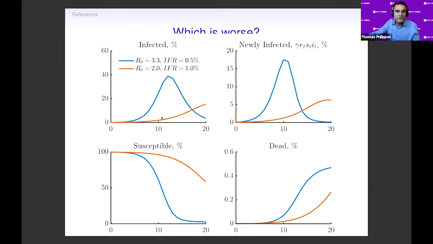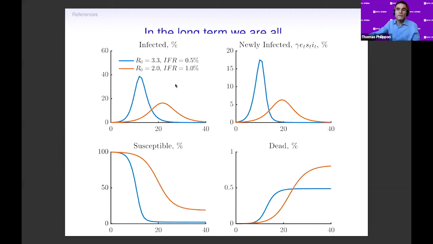Now, the red curve takes a lot more time to play out. Now, you would think it looks like the blue is worse, but that's not true, because in the long term, of course, the red one is worse because it has a higher death rate. So eventually, the number of people dying is much higher in the orange curve. So in fact, the orange is the more scary scenario.